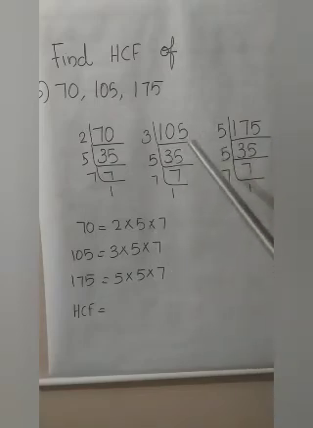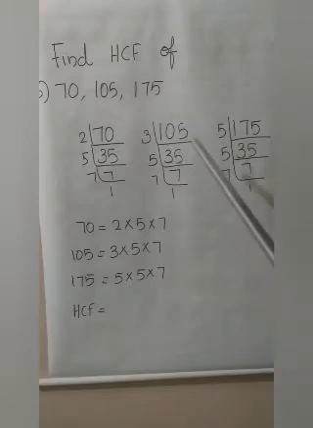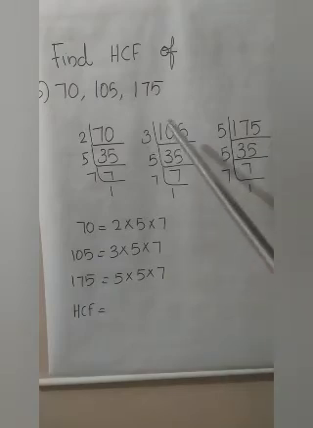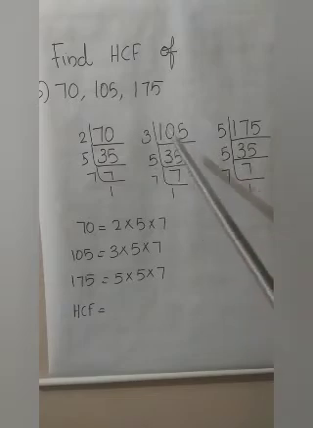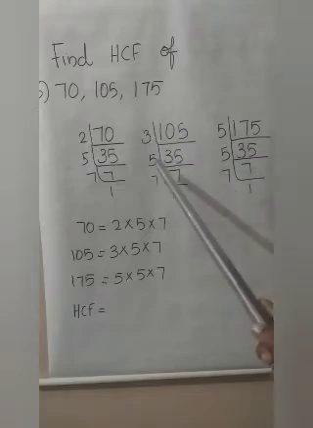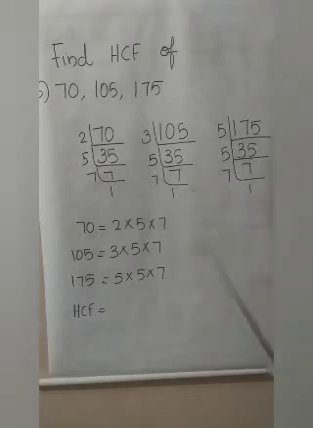Next, 105. This is not an even number. If you start with 5 itself, no problem, because this number is divisible by 5 also. But I am starting with 3 because 5 plus 1 is 6, and 6 is a multiple of 3. So I can start with 3. When 105 is divided by 3, I get 35. 35 is not divisible by 3, so we can go for 5. Now 5 in 35 how many times? 7. 7, 7, 1.